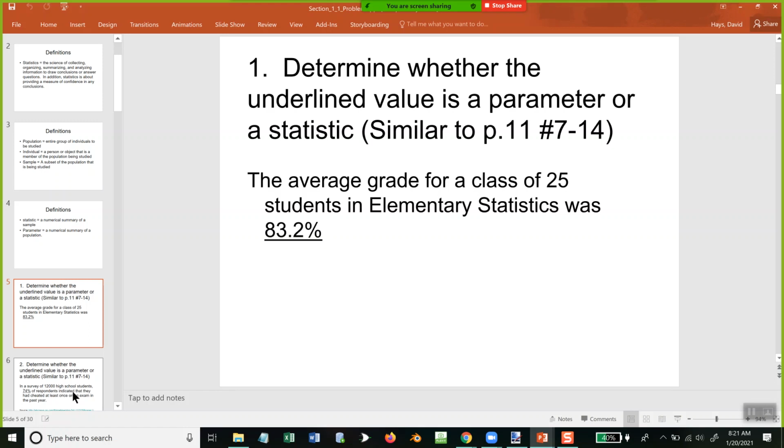First problem: we want to determine whether the underlying value is a parameter or a statistic. The average grade for a class of 25 students in elementary statistics was 83.2. Do I say anything about a survey, sample, or poll? No. So this would be a parameter. You might say, yeah, but a class is small. A population can be small. It doesn't have to be big. So yes, this is a parameter because this is a population we're referring to.